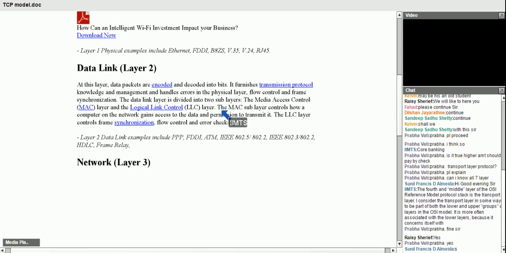So what the data link layer does is, whatever message you are transferring, that message is first encoded into bits of 0 and 1, and then it is transferred, and when it reaches the desired system or the end user, it gets decoded. Also, this particular layer checks the errors that have occurred in the first layer, that is the physical layer. So this is the role of the data link layer.